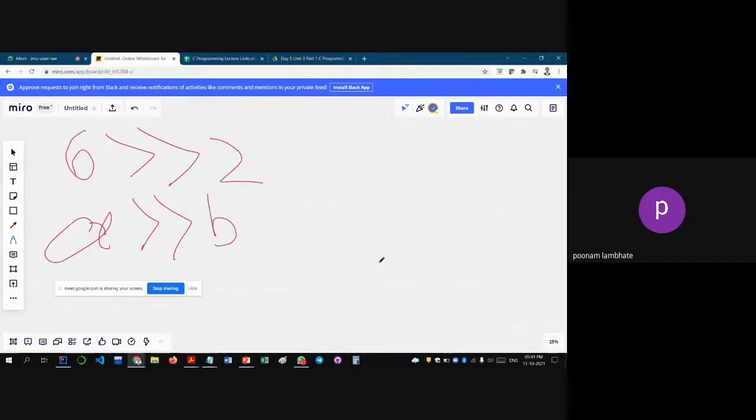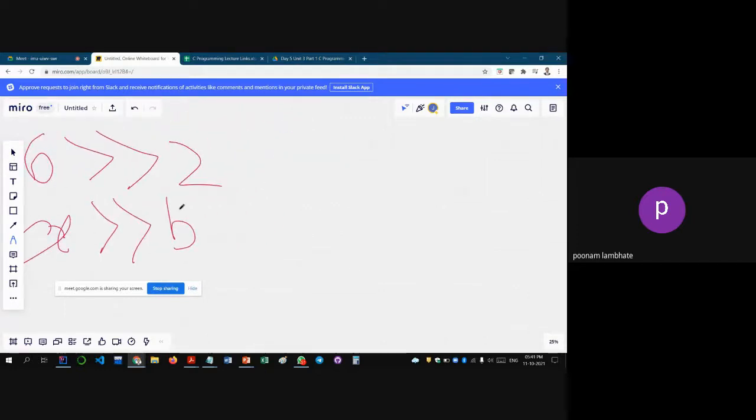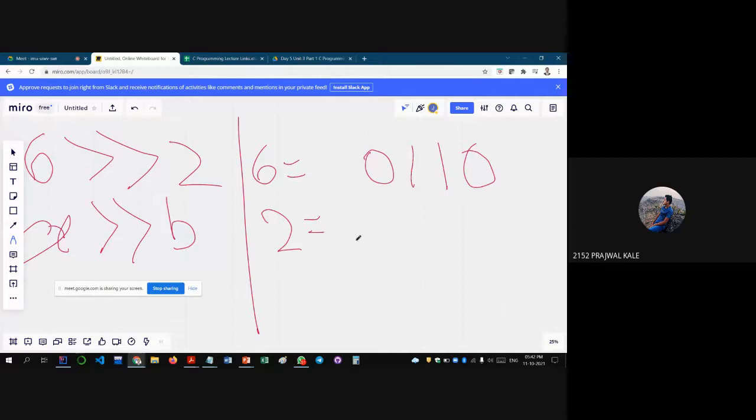What happens is, this shifting operation is a bitwise operation. That means for 6 you have to convert it to its binary form. What is the binary equivalent of 6? 0110. Yes, 0, 1, 1, 0. What is the binary of 2? 0, 0, 1, 0. Yes. Now 0, 0, 1, 0.